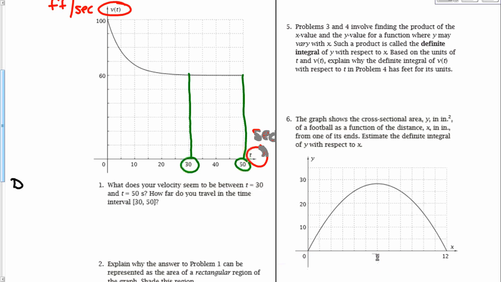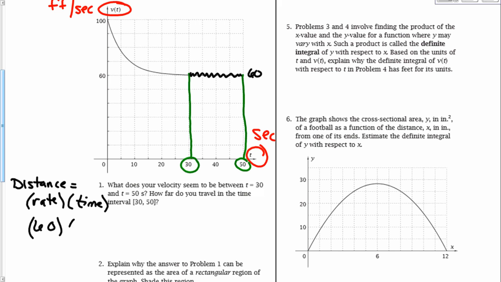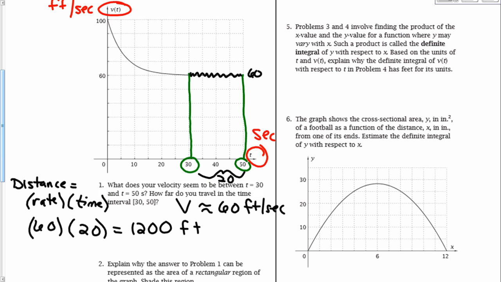And we know that distance is equal to rate times time. So we can go ahead and use that here. We have a rate. It seems that the rate during this entire time interval is 60 feet per second, and we know that the time between 30 and 50 is 20 seconds, and that comes out to be 1,200 feet. So my velocity is approximately 60 feet per second, and how far we traveled in that time interval is 1,200 feet.